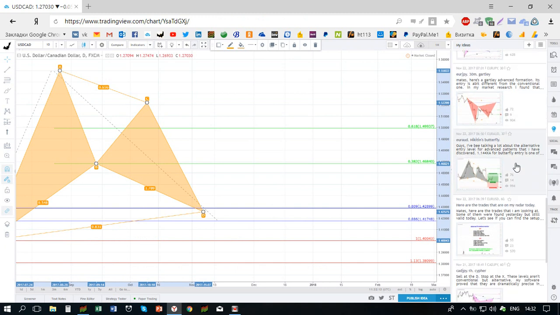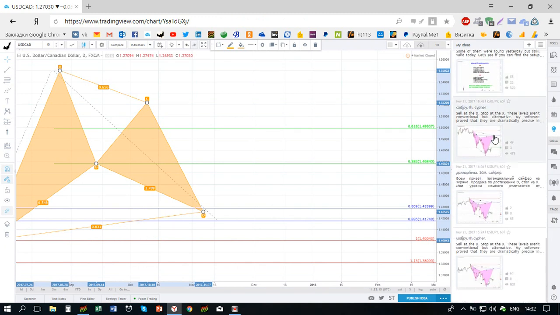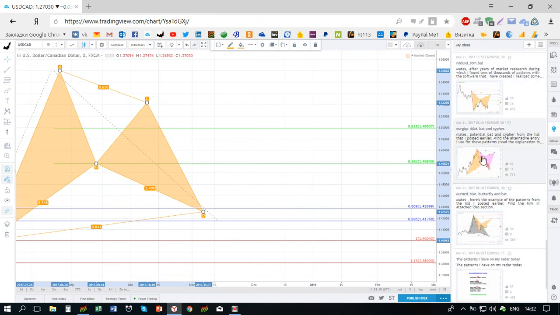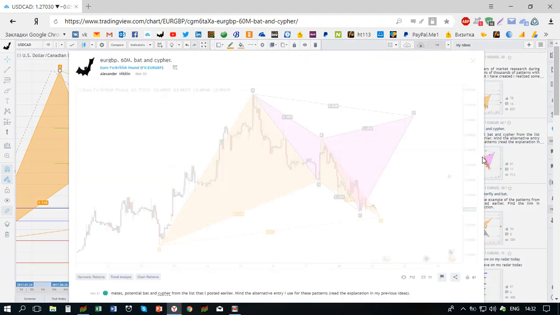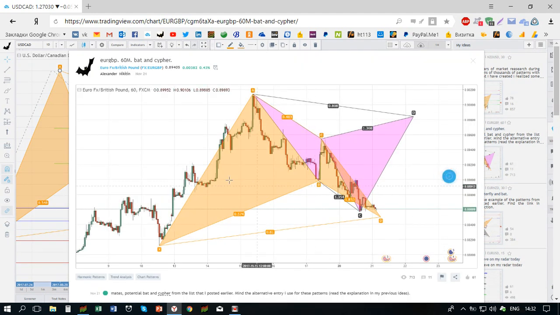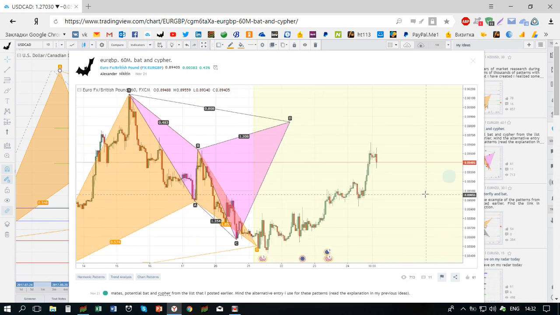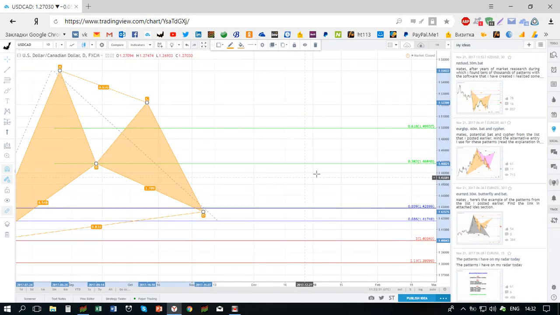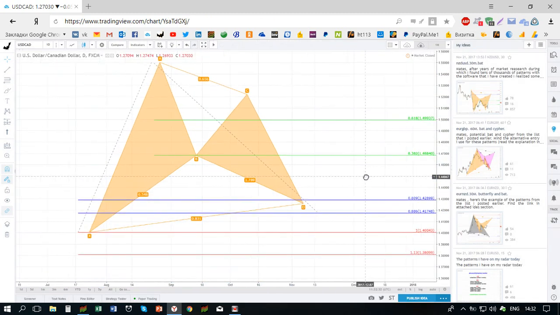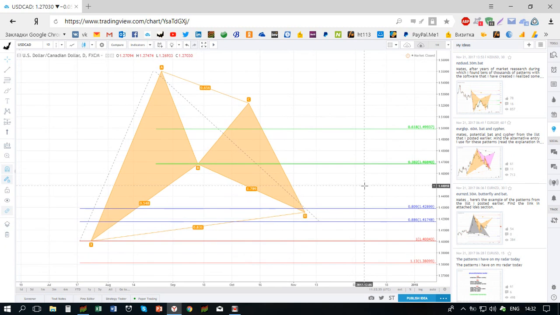Some more examples maybe, and the butterfly pattern is not a good example for that. Euro GBP, the trade found real time, so I pause that. I don't know what will happen next, and then price does this, it does the reversal. Okay, so just some footage from my recent trading, some results from that.